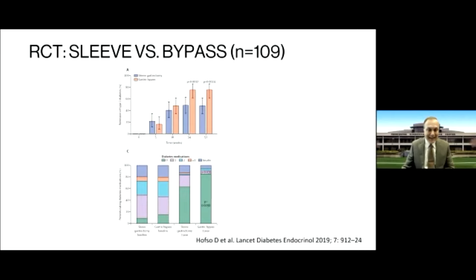And when they looked at medication usage as well, they saw a similar pattern that was noted in the STAMPEDE trial. Patients who had gastric bypass had a much higher probability of reducing their medication dependency. So this is probably the best study comparing sleeve gastrectomy and gastric bypass head-to-head for diabetes outcomes.